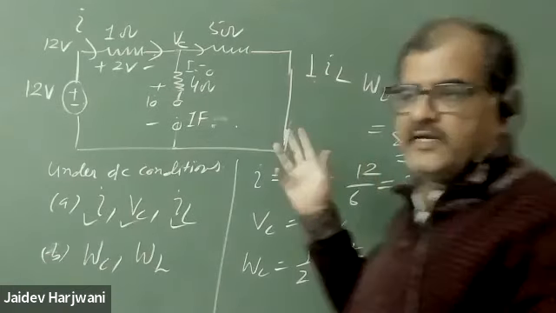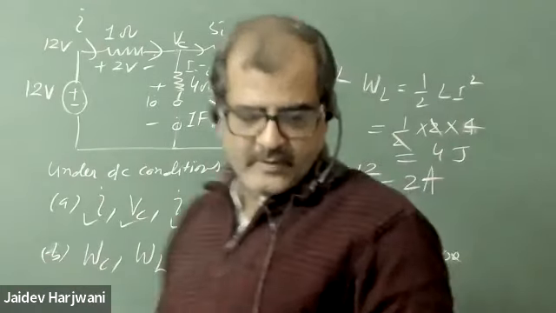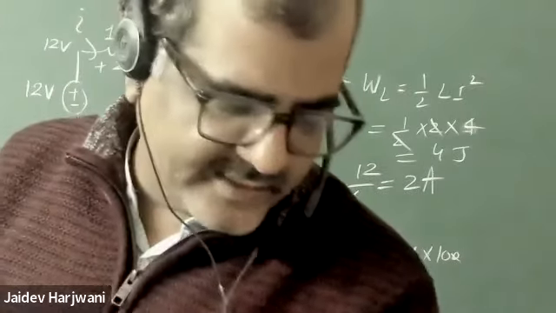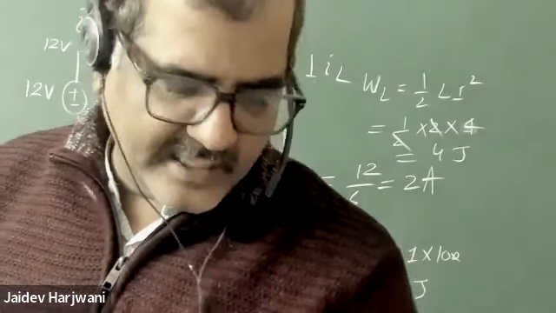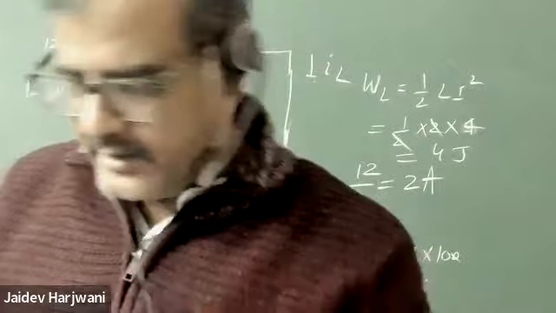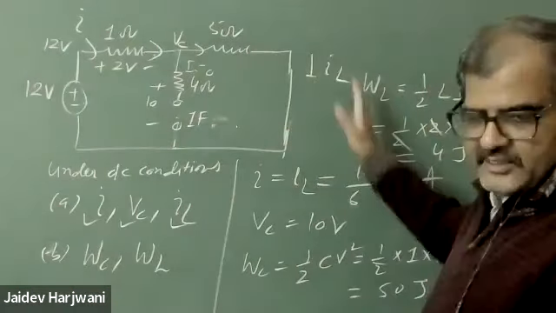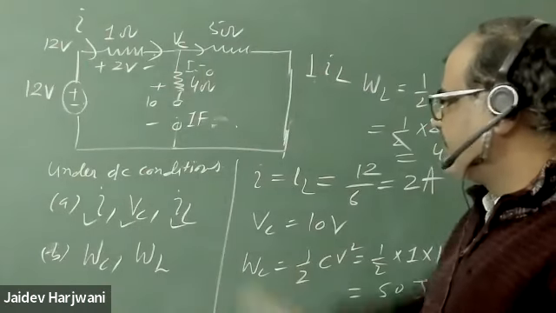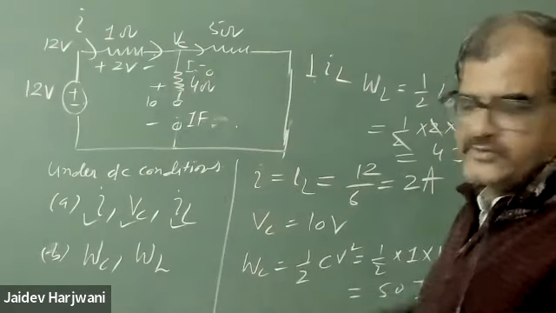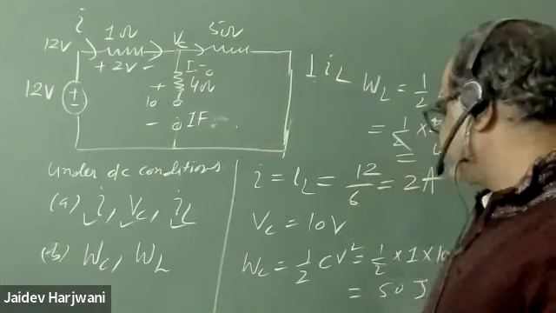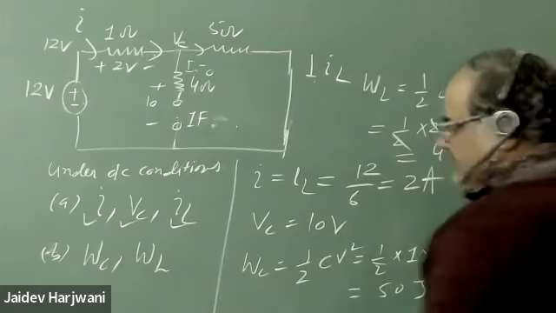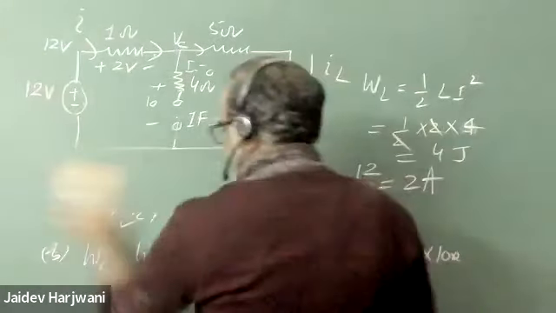We will go into detailed network analysis later. In DC condition, your inductor is a short circuit and your capacitor is an open circuit. Just do a little bit of practice on these inductors and capacitors. That will be enough for this course. So I'm giving you one more problem as homework.